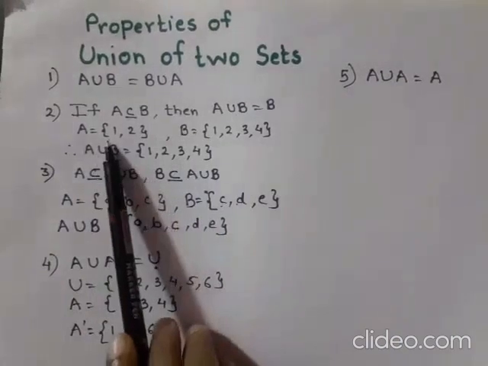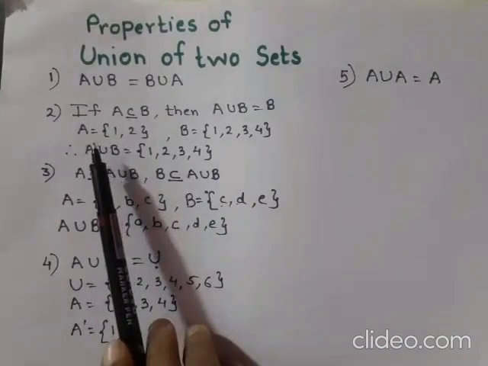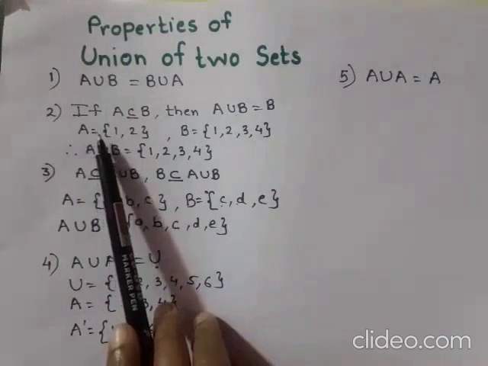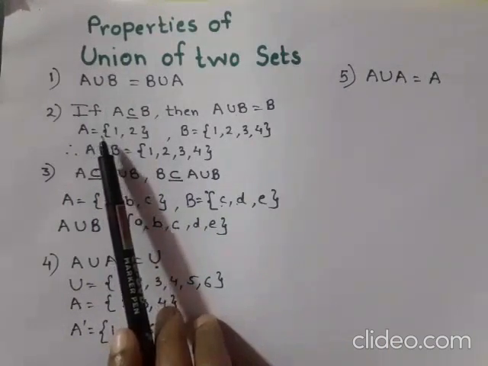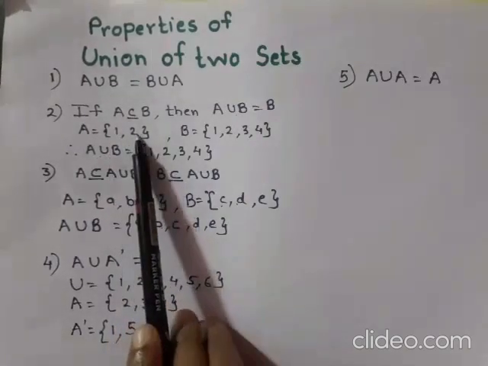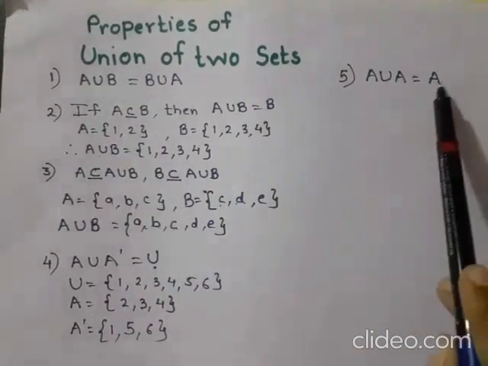We will see this example to understand the fifth property. A union A means we have to write the elements of set A and set A. So of course it will be 1 and 2, which will be equal to set A.